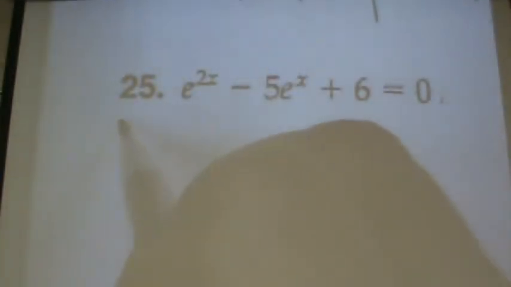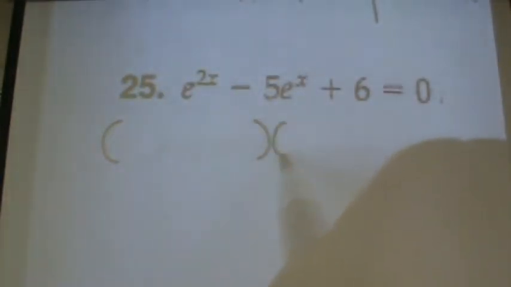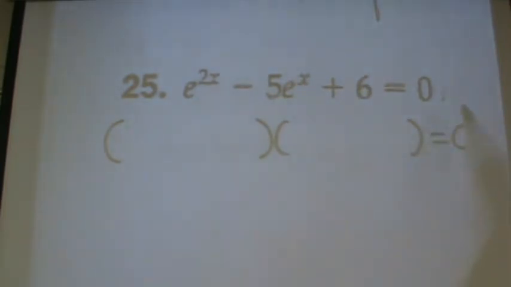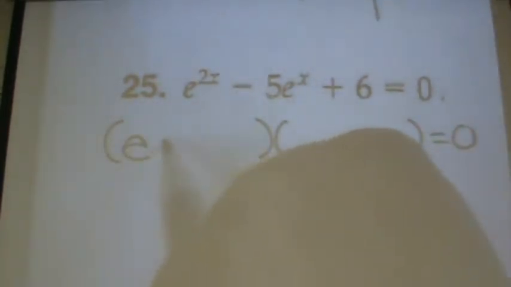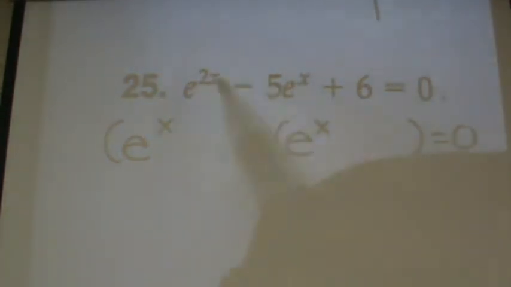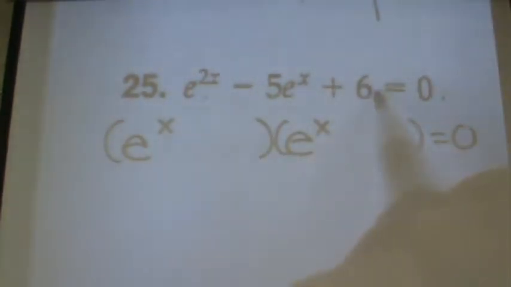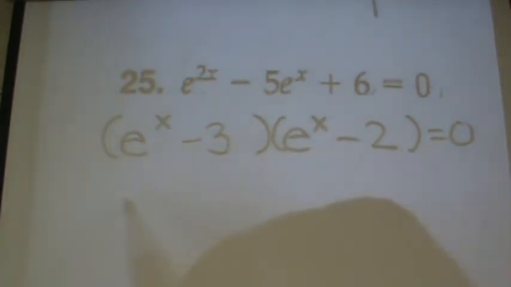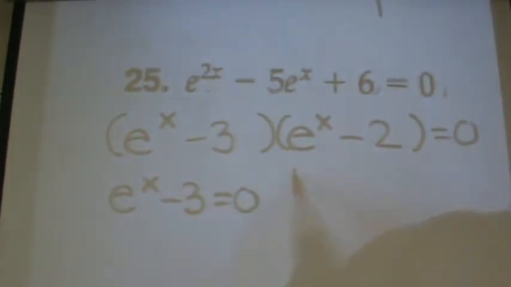25. How are you going to factor this? e to the x, e to the x. Do you agree that e to the x times e to the x is e to the 2x? Sure. What two numbers multiply to give you 6 but add to be negative 5? Negative 3, negative 2. Okay? Now set each of these: e to the x minus 3 equals 0 and e to the x minus 2 equals 0.